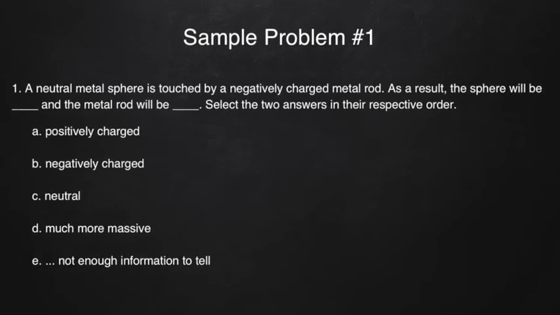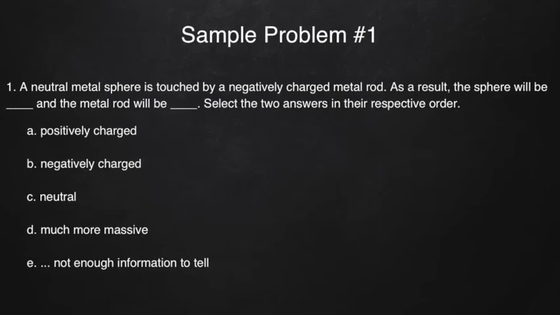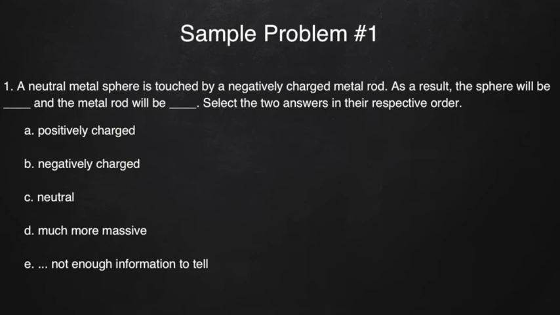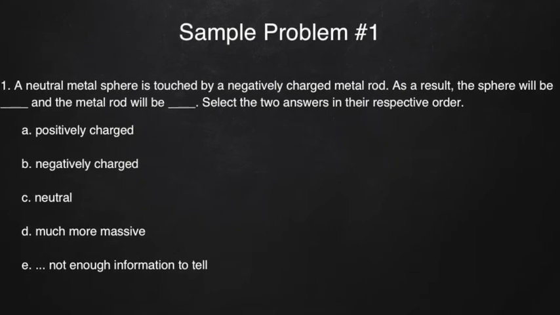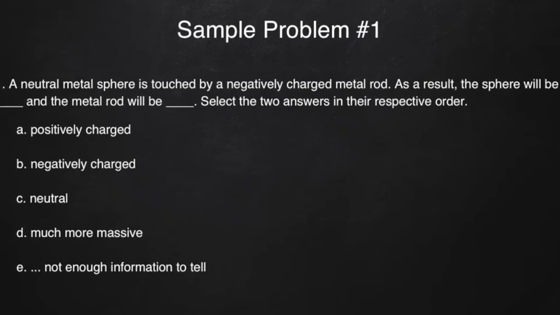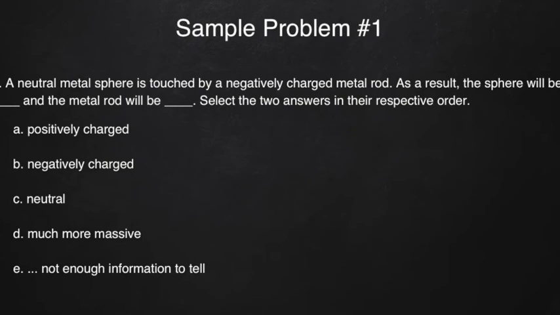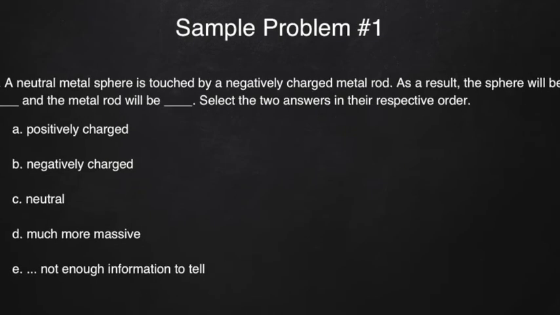B. In this case, of charging by conduction, when a charged object is used to charge a neutral object by conduction, the previously neutral object acquires the same type of charge as the charged object. The charged object maintains the same type of charge that it had originally had. So in this case, both objects have a negative charge, which is answer B.